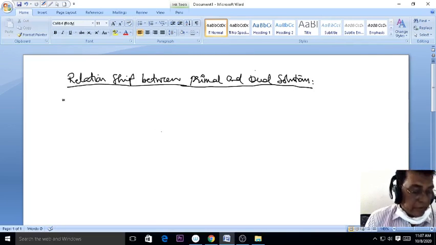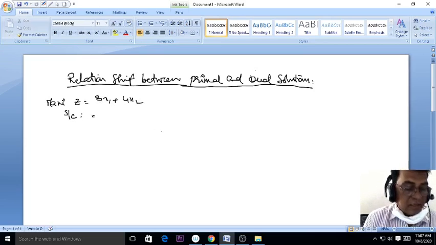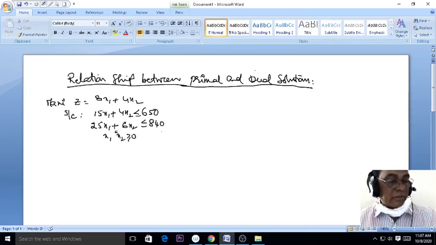So, if the problem is given like this: maximize z equal to 8x1 plus 4x2, subject to the constraints 15x1 plus 4x2 less than or equal to 650, 25x1 plus 6x2 less than or equal to 840, x1, x2 greater than or equal to 0.